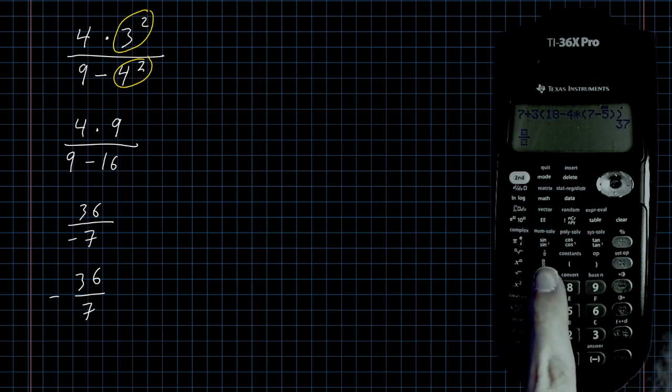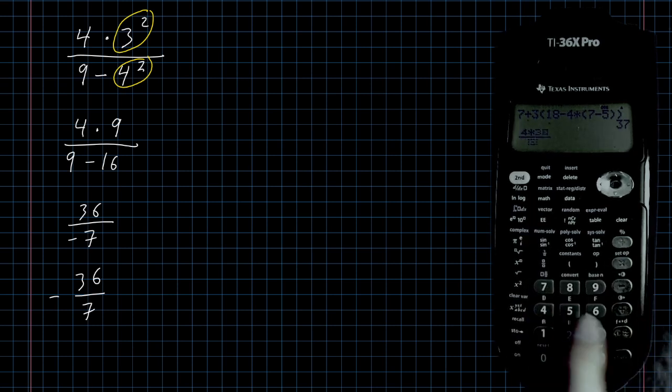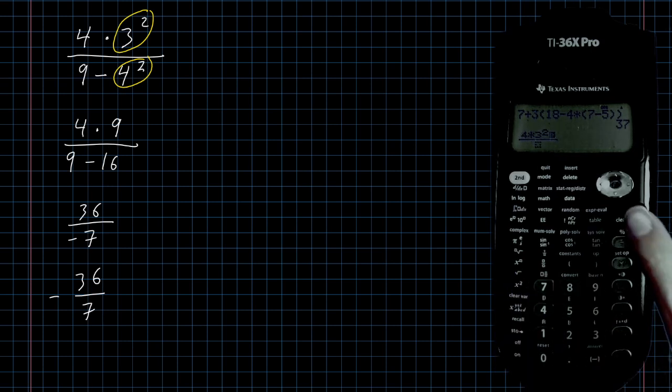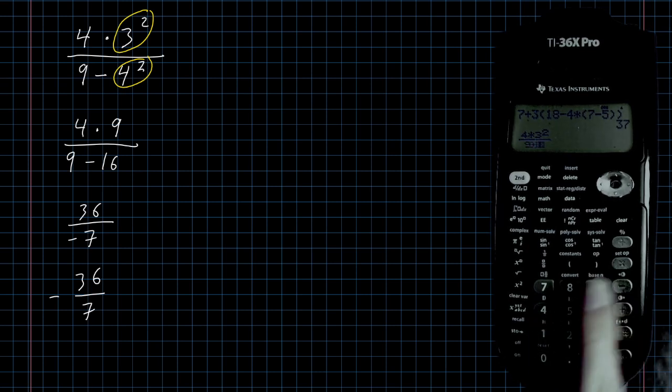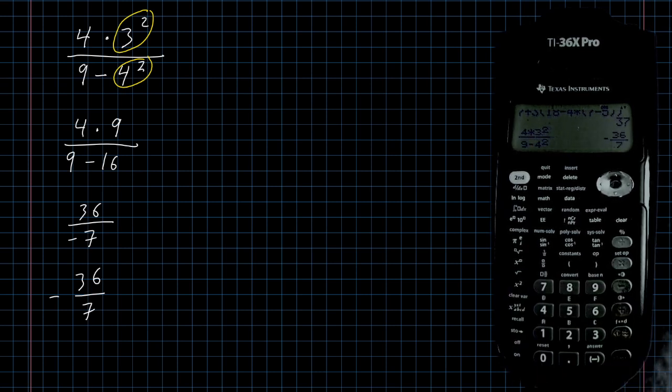But on my calculator I have a fraction key right here, which gives me a numerator and denominator set up, 4 times 3 squared, and then I'll use my arrow key down up here to get to the denominator and type in 9 minus 4 squared, and the calculator handles the rest.